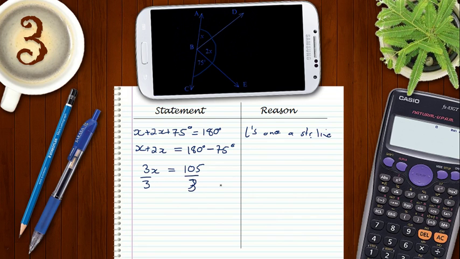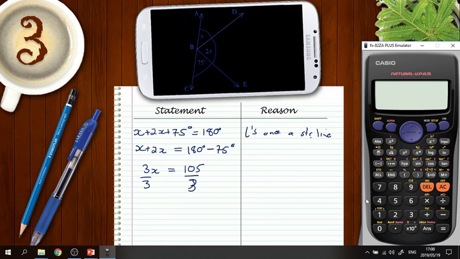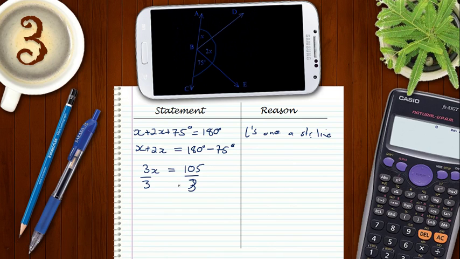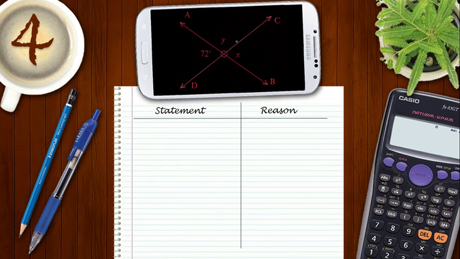So this will then give us 105 divided by 3, which is equal to 35. So x therefore is equal to 35 degrees. In example 4, we have these two unknown angles. We've got an x and a y to solve for.